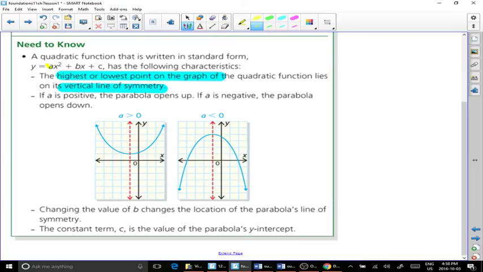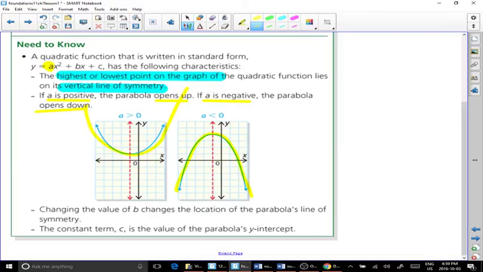And then we're talking a little bit about this a value here. If a is positive, the graph opens upwards, like this. If a is negative, the parabola opens down. So it looks like that. Changing b changes the location of the line of symmetry. It's a nice, very succinct way of putting it. It changes the location of the line of symmetry.